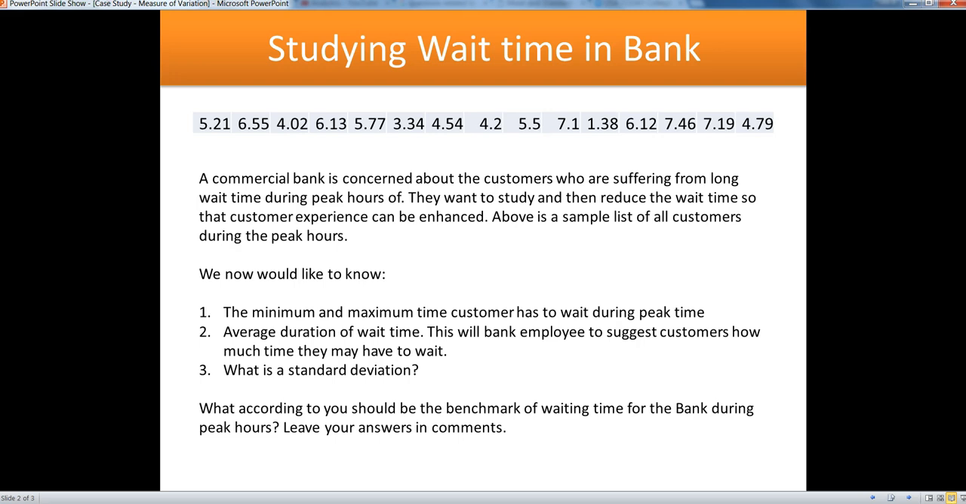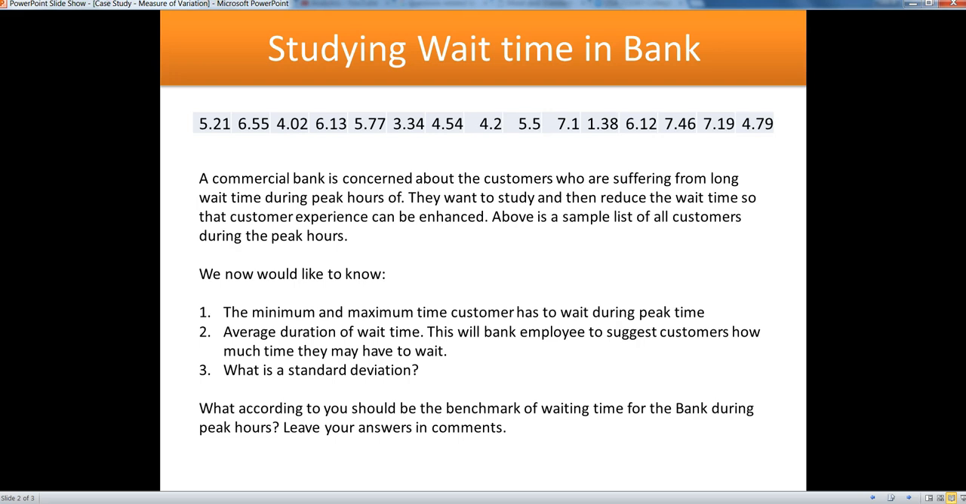After that, I will ask you to leave your comments about what, according to you, should be the benchmark of waiting time for a bank during peak hours. Based on these different points, minimum, maximum, average or standard deviation, what do you think should be the benchmark for a bank? They can say that at minimum this much time will definitely be taken, and reducing the time beyond this requires more resources or more investment.